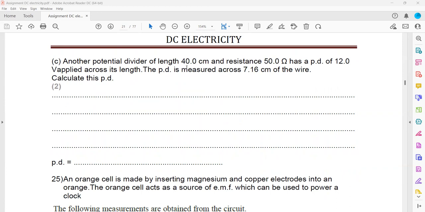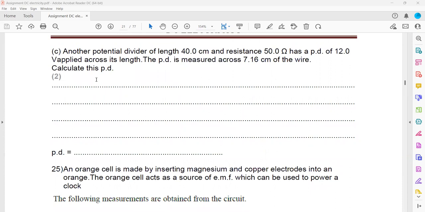Another potential divider of length 40 centimeter, resistance 50 ohm, has a potential of 12 volt applied. The potential is measured across 7.16 centimeter. Calculate this potential.